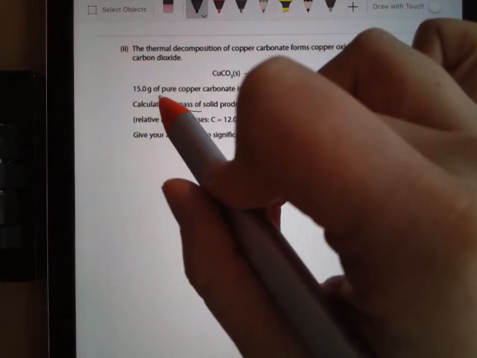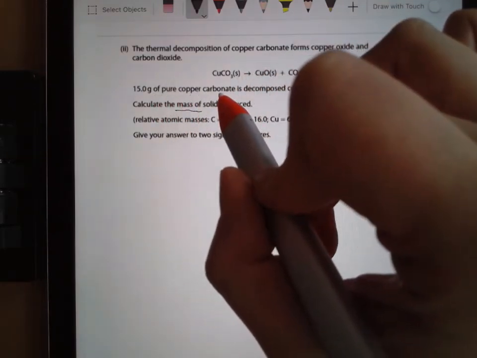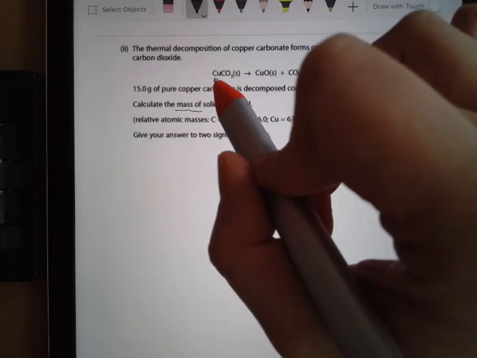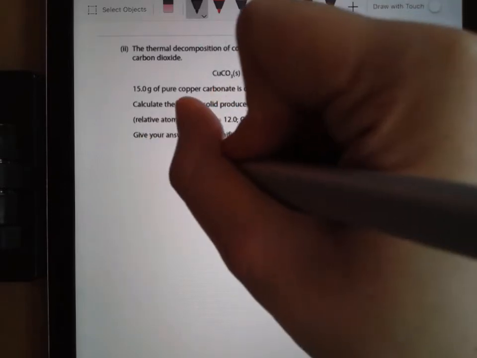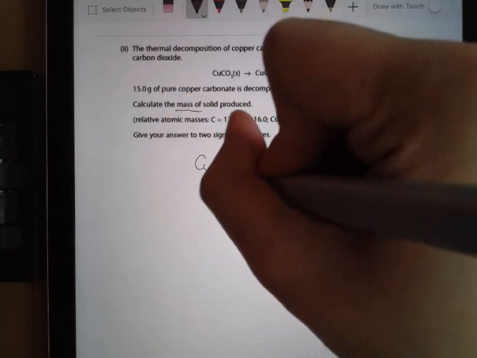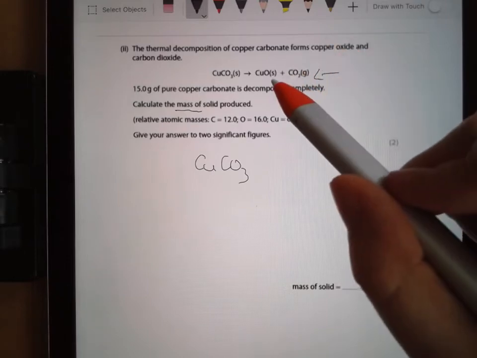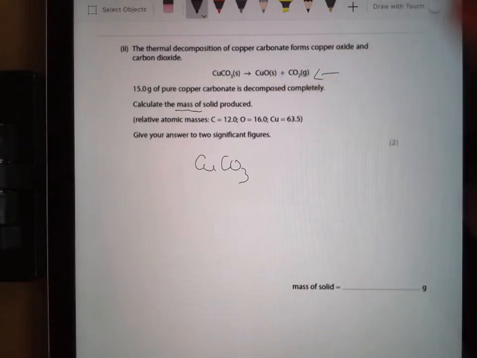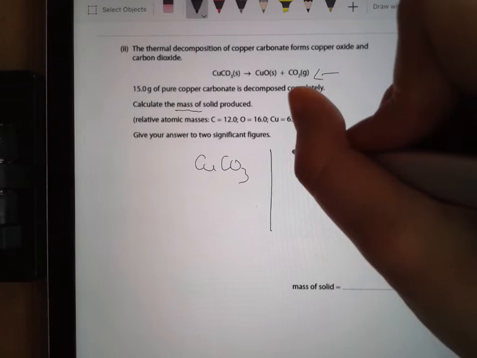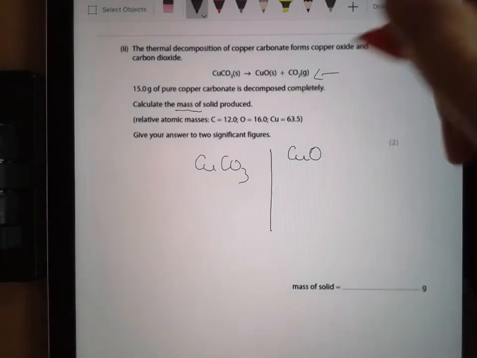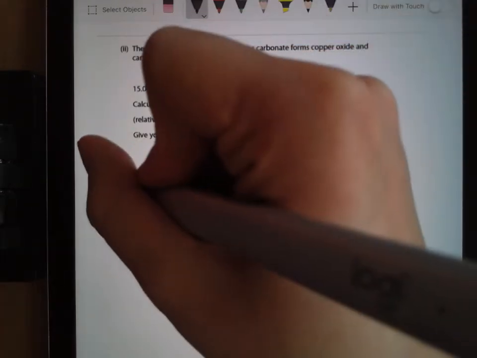It says 15 grams of pure copper carbonate, okay? There's copper carbonate. It's copper with a carbon and an oxygen. So I'm going to put copper carbonate in my formula. And it wants the mass of the solid produced. So you're producing two things, a solid and a gas, and they want the mass of the solid. So I'm going to put CuO in my table. I'm not going to put carbon dioxide because it's a gas.